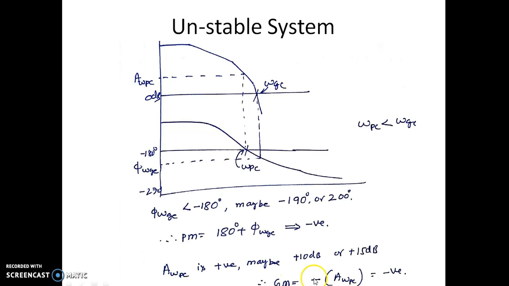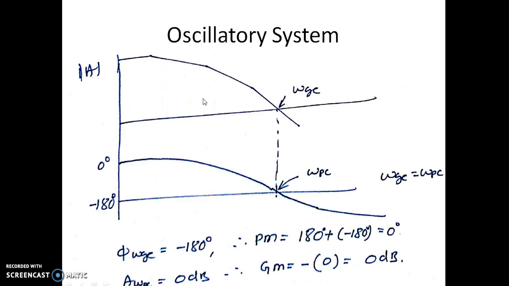The gain margin happens to be minus of that magnitude, so that's why it is negative, if omega PC is less than omega GC, as it is happening here. Since omega PC is less than omega GC, the system will be unstable. Let us consider one more condition where we have again a third order system.